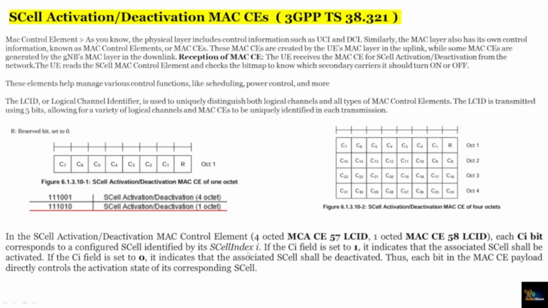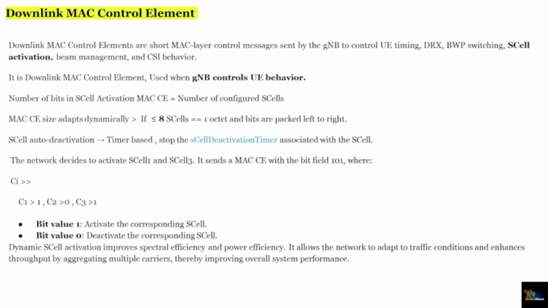If the Ci field is set to 1, it indicates the associated SCell shall be activated. If the Ci field is set to 0, it indicates that the associated SCell shall be deactivated. Ci field means C1, C2, C3, C4, where i stands for index. Each bit in the MAC-CE payload directly controls the activation state of its corresponding SCell. In the next slide, the downlink MAC control element.